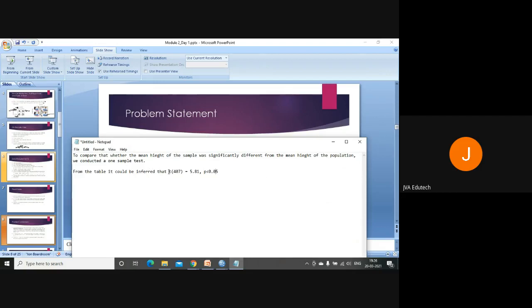This means that if you take the value of t at the degree of freedom 407, and the t value comes out to be this, then you will see what the p value is. If you see the t table, you will find all these things. So you have to mention this. If t at degree of freedom 407 comes out to be 5.81, then the p value will be less than 0.05. So the null hypothesis is rejected.